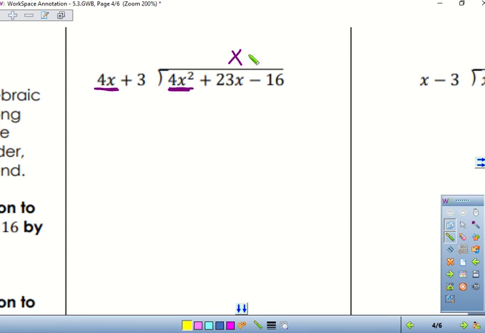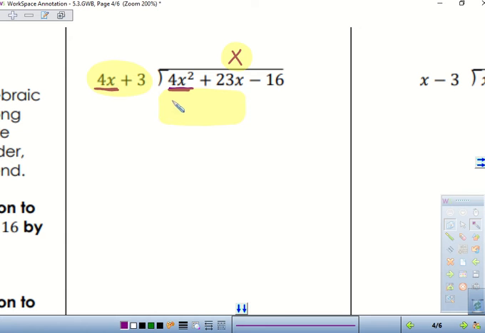Now, once you figure that out, you're then going to multiply that by this, and that's going to get written right here. Okay? So, what is x times 4x plus 3? Good. 4x squared plus 3x. Now you have to subtract this away.